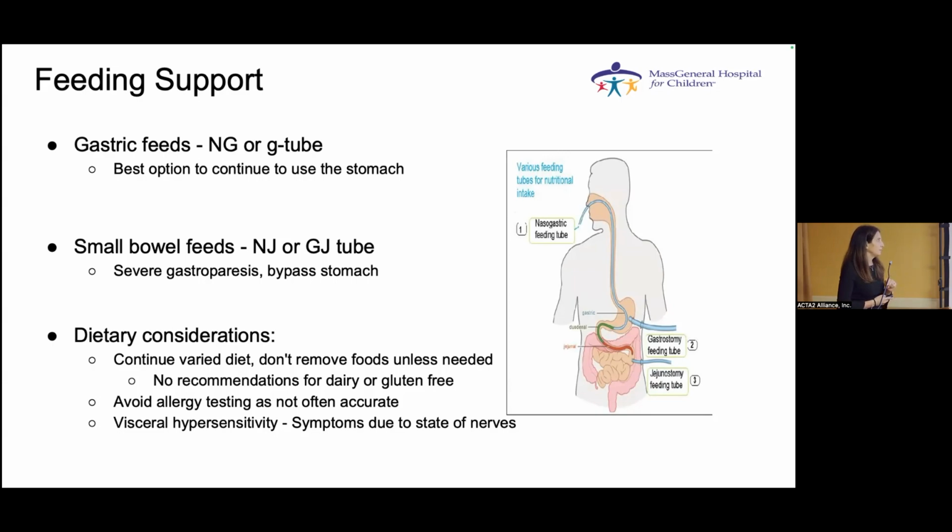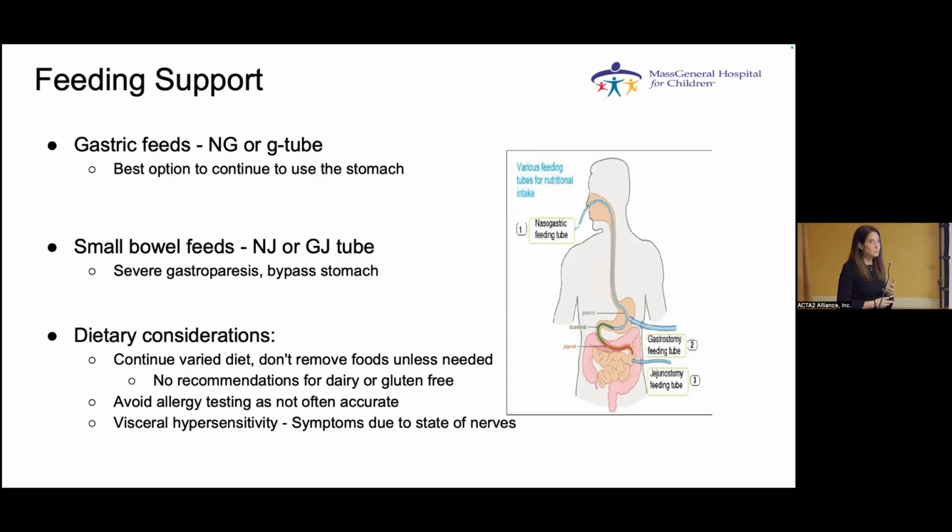And then we have small bowel feeds. That's either another NJ, which goes all the way down into the small bowel, or a GJ, which connects both the stomach directly and the small bowel through the abdominal wall. The small bowel we tend to use only when we're having issues with the stomach. We would love to be able to use the stomach if we can.